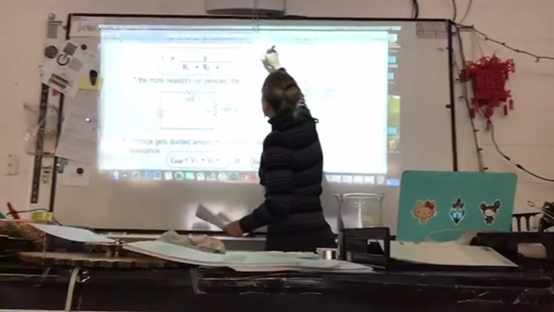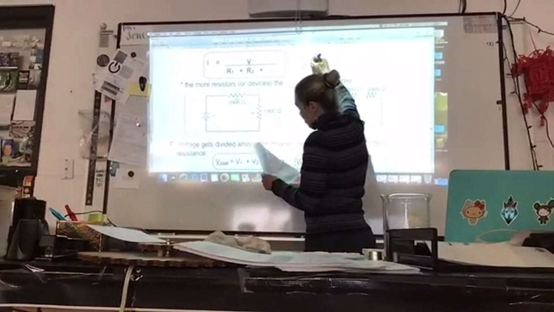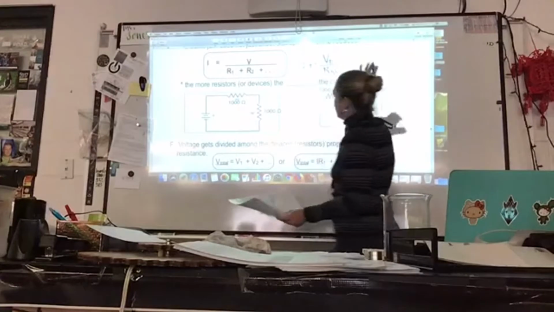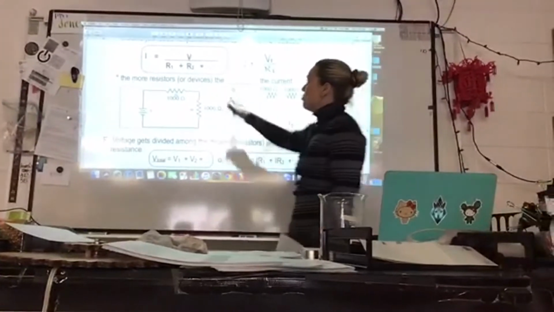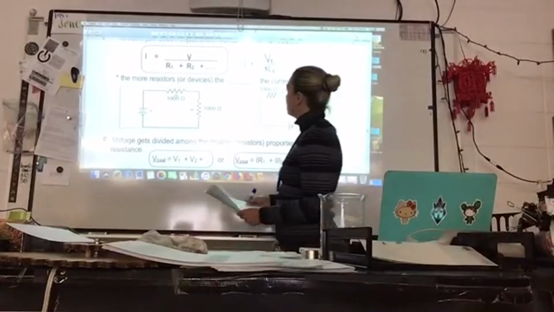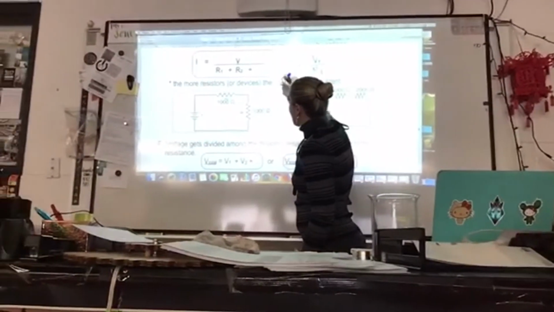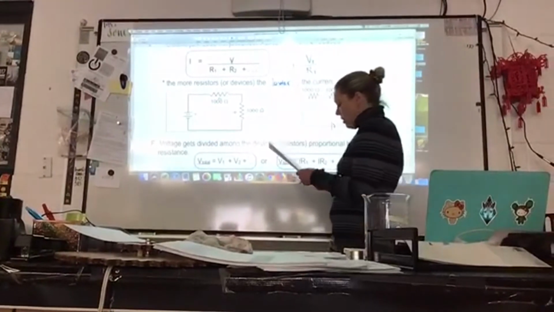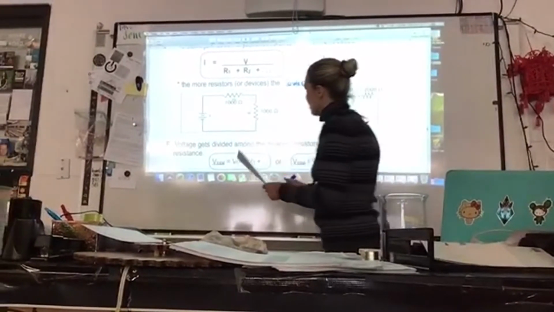Or we can say, I total is V total divided by R total, okay? The more resistors or devices, the blank the current. Less. Right. The lower the current, if we want to make it sound a little nicer. Okay? All right. Do you want to do some calculations on this then?